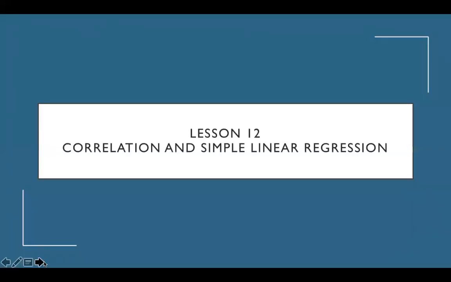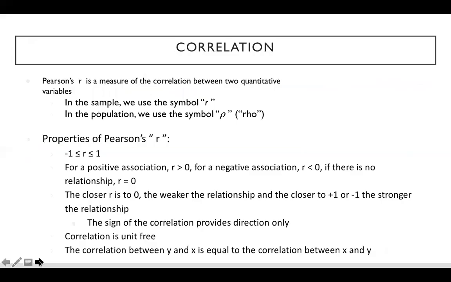All right, so we're on to our last lesson, correlation and simple linear regression. You guys should be experts at this by now since you just most recently did it. So Pearson's R is a measure of correlation between 2 quantitative variables. For samples, we use the symbol R, and for populations, we use the symbol rho.